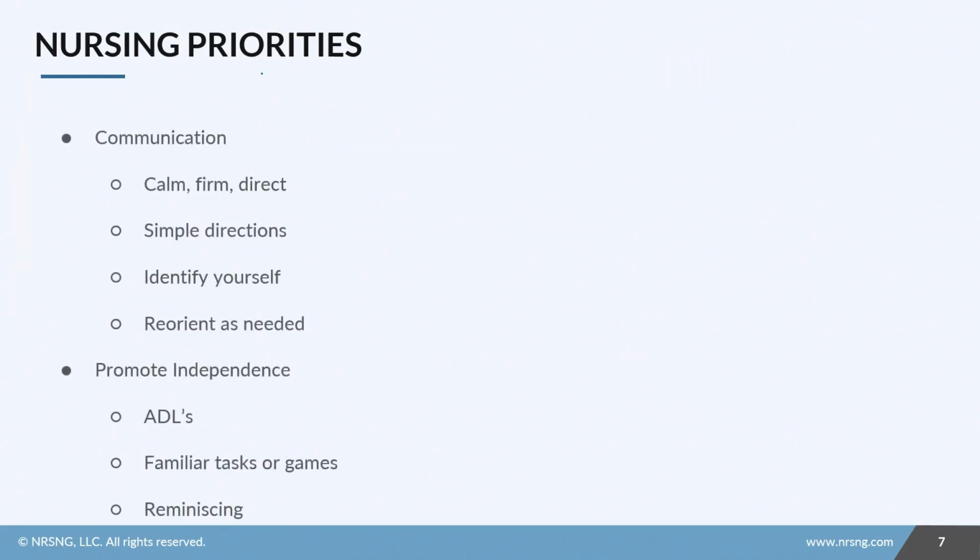The third priority is communication. So always be calm, firm, and direct with what you need. Stand right in front of them and talk to them. Use simple one or two step directions. You don't want to give them complex instructions because they won't be able to follow. Always identify yourself and tell them what you're going to do, and then reorient them as needed. This just cuts down on that overwhelming confusion.